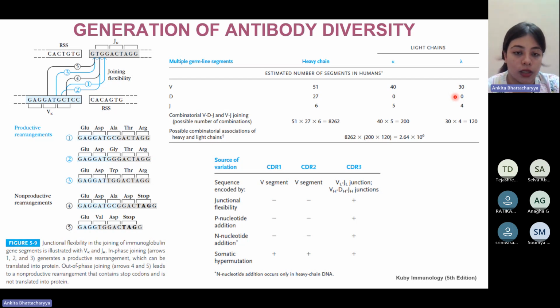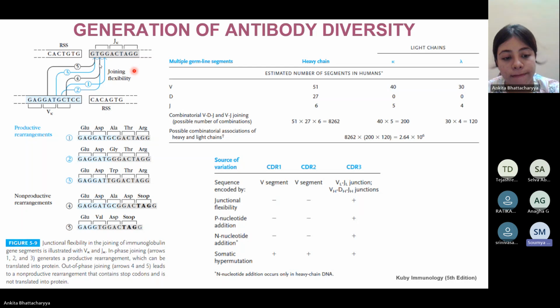So what you see here in the table at the bottom is the source of variation that is coming about within different regions of the antibody epitope itself. So yeah, somebody has a question.